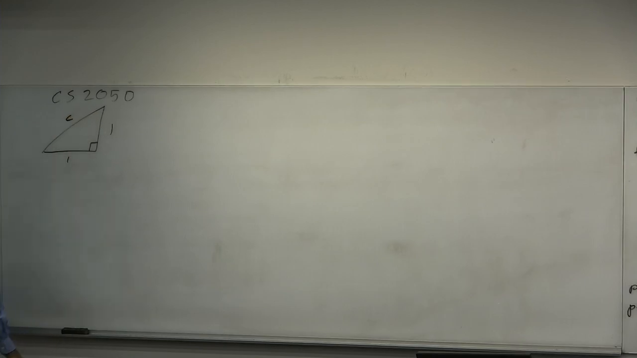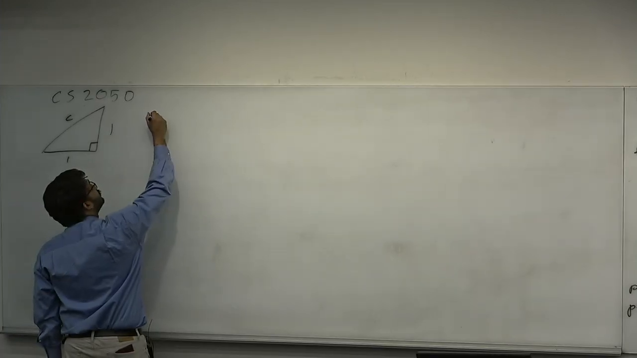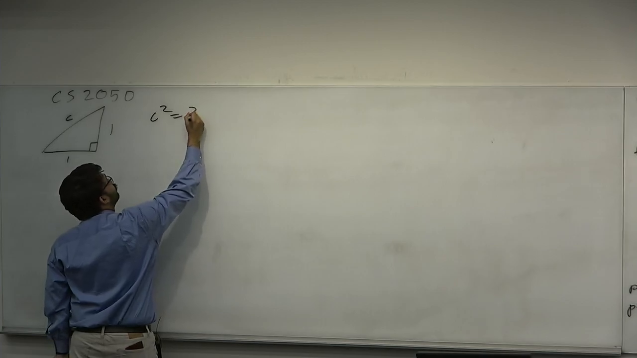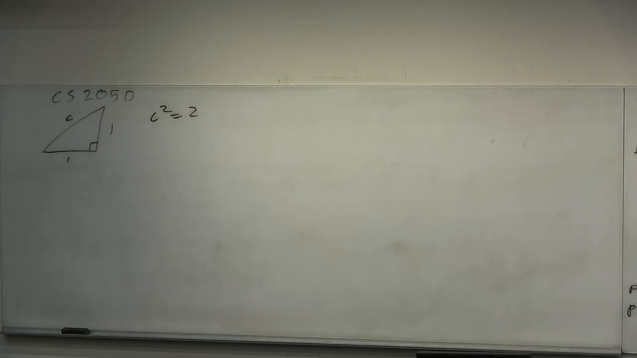So let C be the length of the hypotenuse of a right triangle with side length 1. What is C? Square root of 2. You say C is square root of 2. What I'm going to say is that C squared is equal to 2, okay? When you say square root of 2, you know you have a good definition of a number.